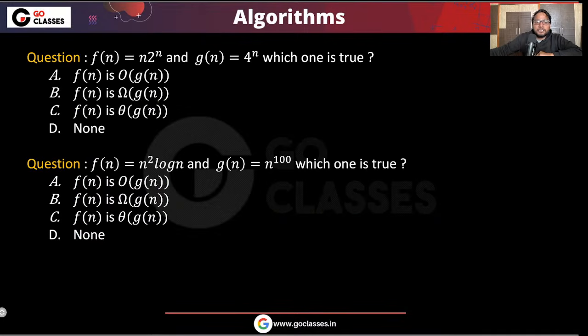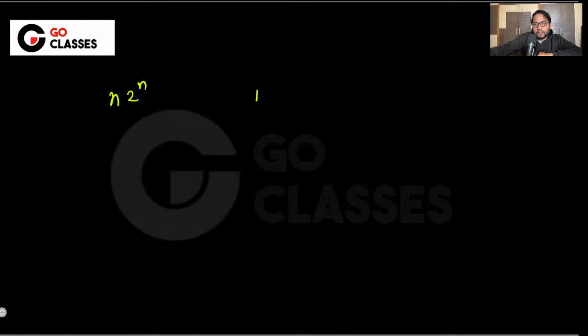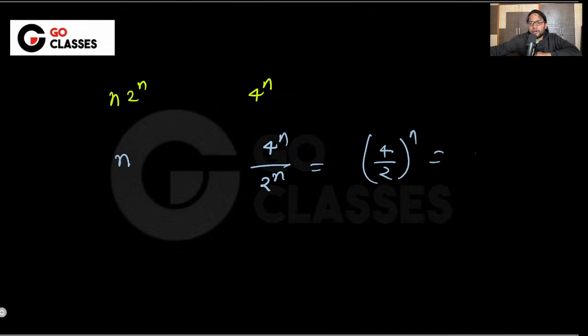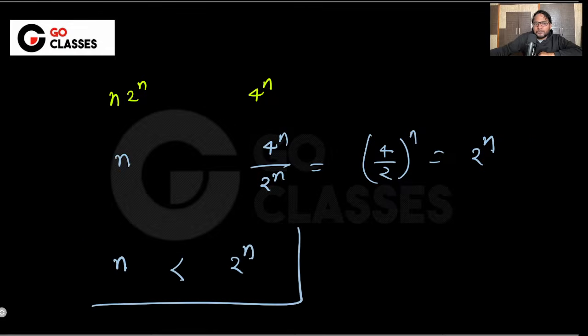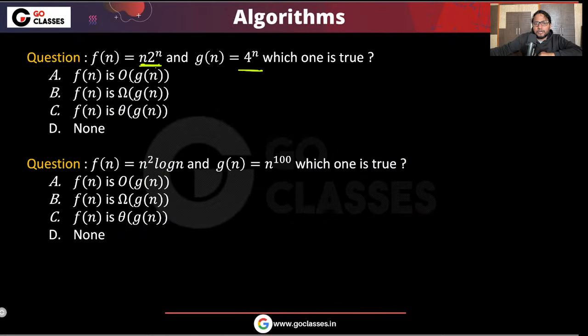Now let's compare these functions, n into 2 power n and 4 power n. Which one is greater? Can you cancel out some terms here? One is n into 2 power n, another one is 4 power n. Can you divide by 2 power n on both sides? It will be n on one side. 4 power n divided by 2 power n is the same as 4 divided by 2 power n, which is 2 power n. So you are comparing n and 2 power n. Definitely 2 power n is greater. So that's why you can definitely say that this is greater, which means that A is the correct answer.